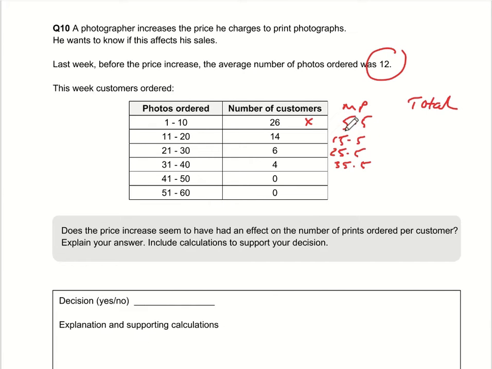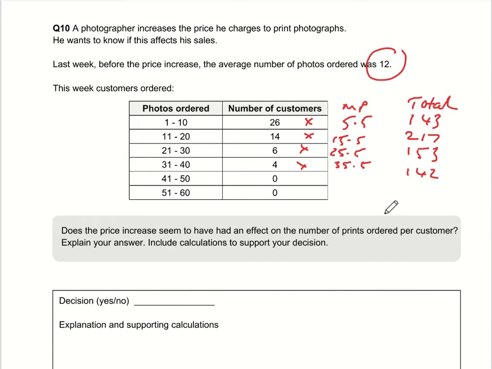Now some people, when they're working out an estimated mean using a grouped frequency table, know to do midpoint and then frequency times midpoint. That's great. It does help if you understand why. So we're saying 26 customers bought, we can only assume, 5.5 photos each, so that is a total of 26 times 5.5, which is 143. And if we do the same multiplication on these rows here, 14 times 15.5 is 217, 6 times 25.5 is 153, and 4 times 35.5 is 142.